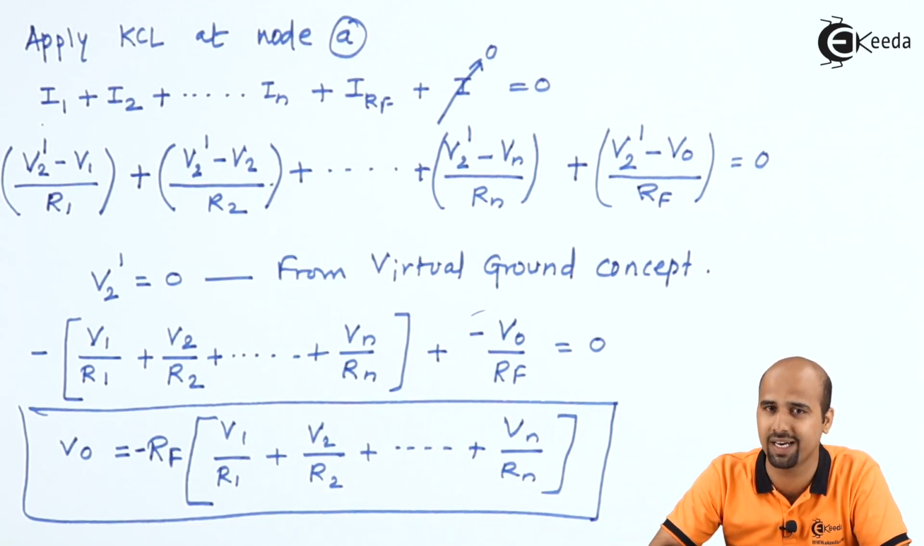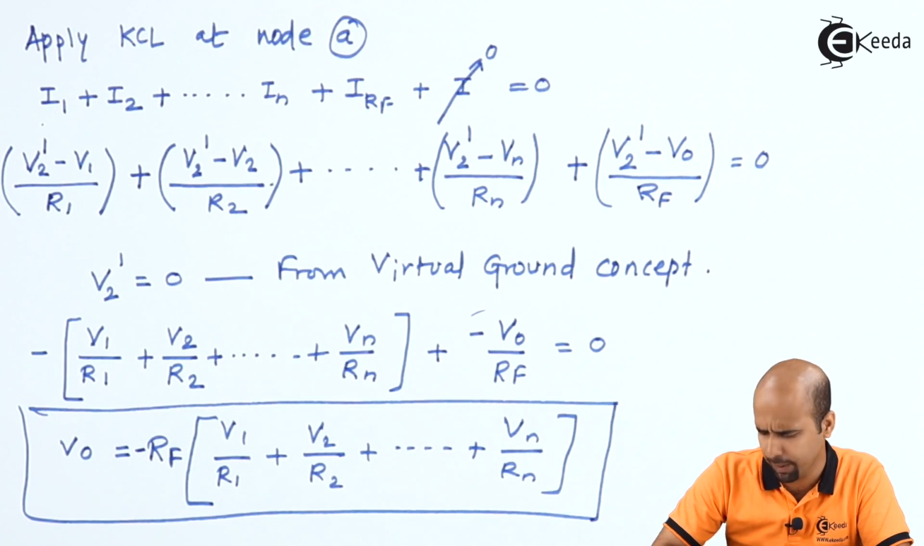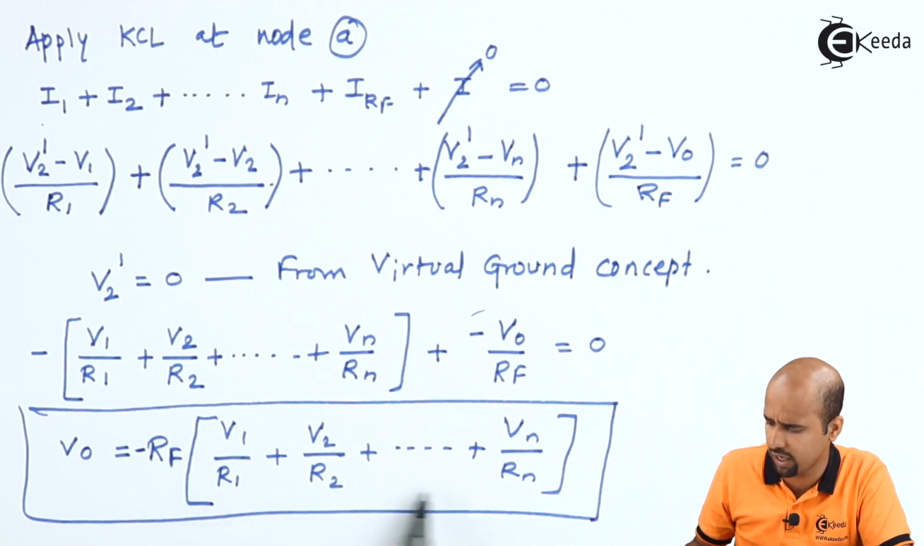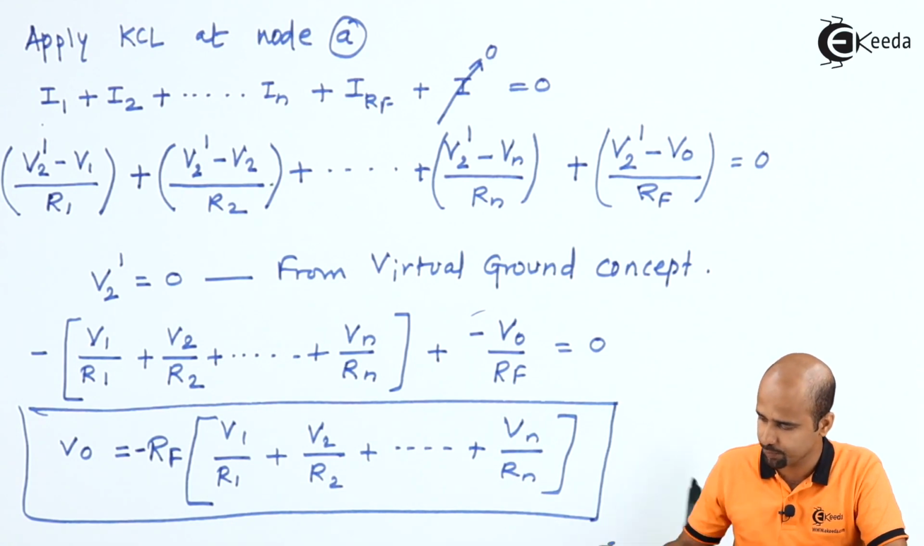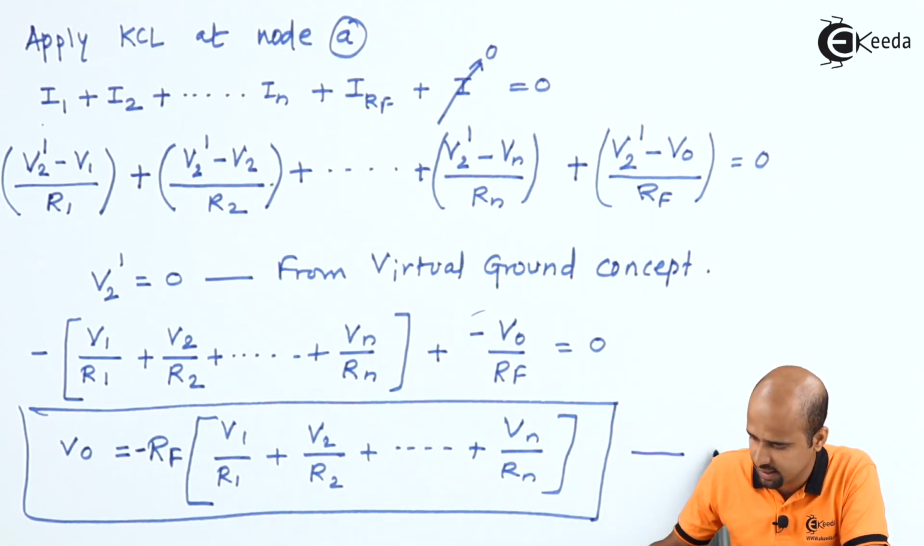Now we will divide this into three parts depending on the relation of R1, R2 up to Rn with the value of RF. We will say that this is the basic equation, equation number 1.